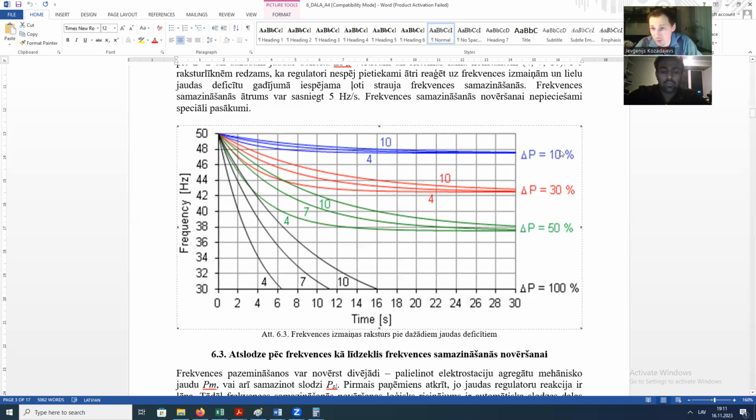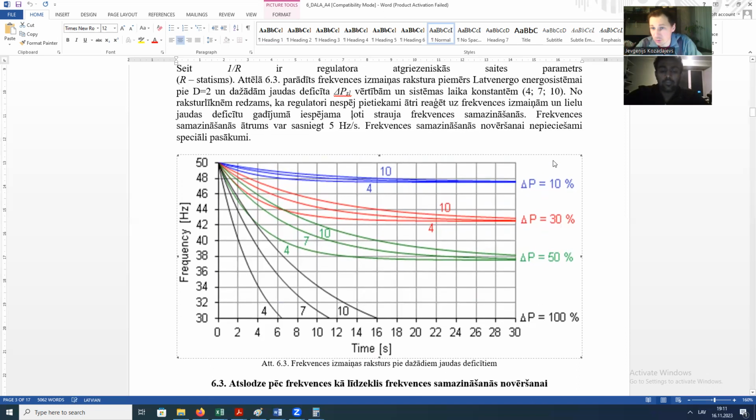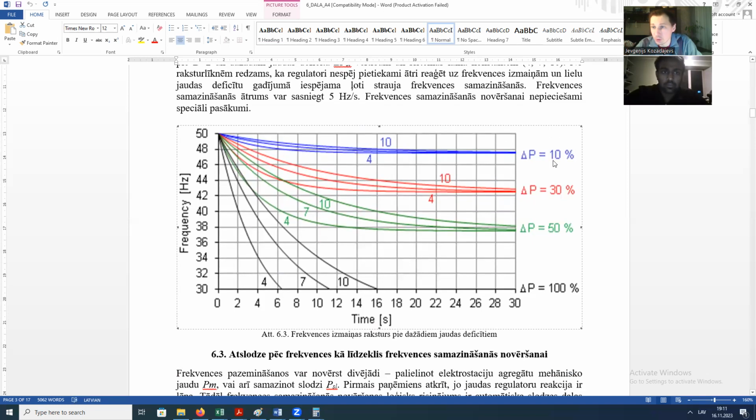If we have a deficit of 10%, we can't deal with this deficit using only the generators' regulators. If we have more deficit, it means that we have problems. We can't find any additional power. In this case, we have only one way to keep the system in balance: to disconnect some consumers. Because we can't find any additional generation.